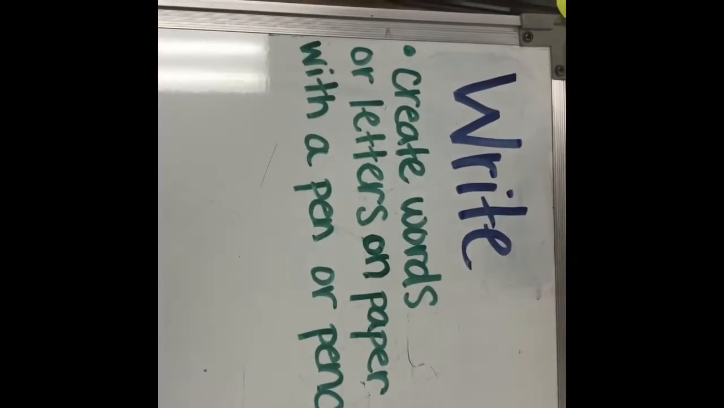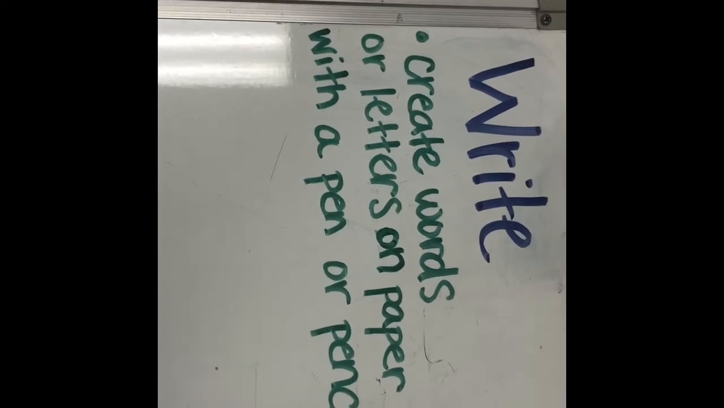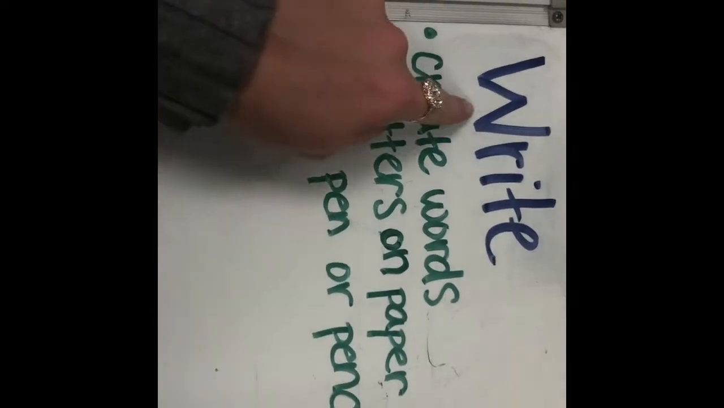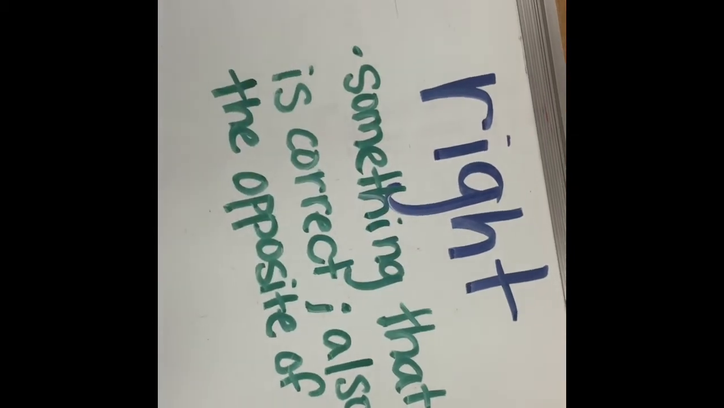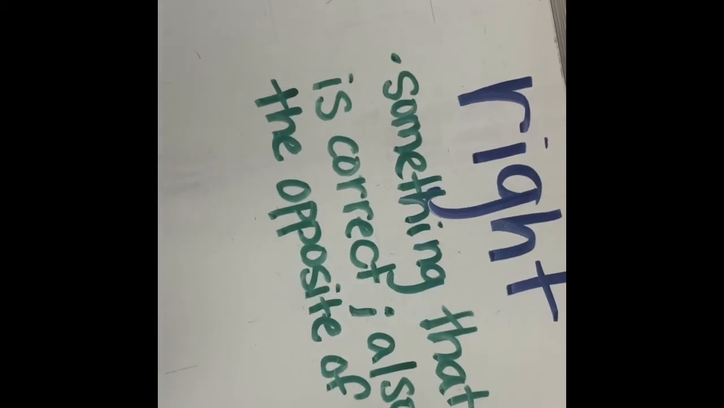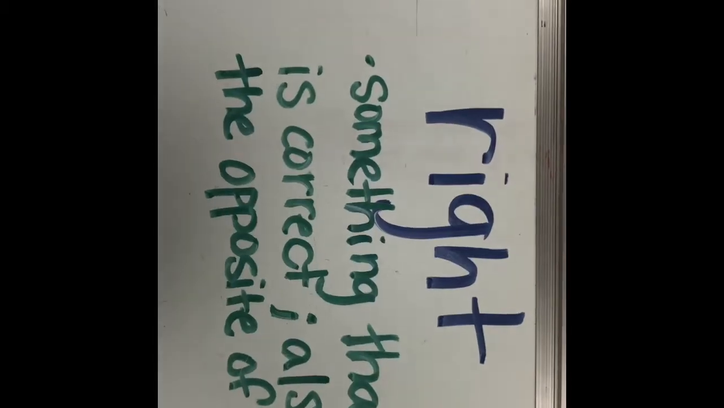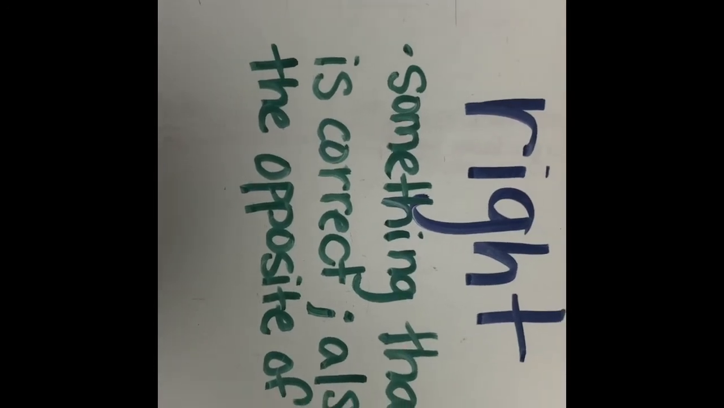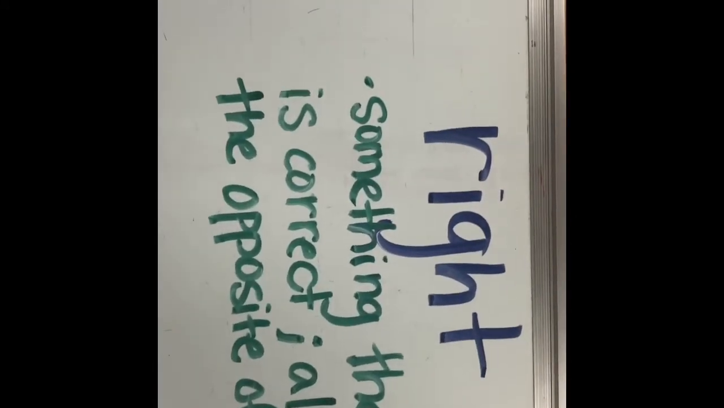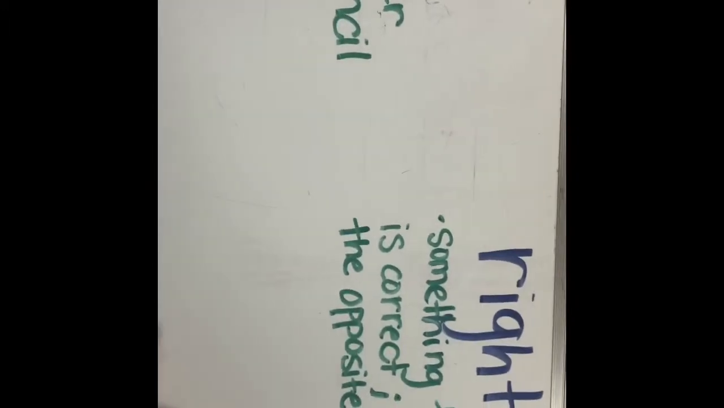Write is to create words or letters on paper with a pen or pencil. So we're going to be doing some writing today. That's W-R-I-T-E. Over here we have right, which is spelled R-I-G-H-T, and that means something that is correct. It also means the opposite of left. So if you are correct in answering something, your teacher might say, yes, that's right. It also means to turn right or turn left, or to go right or go left. I stuck it on this side of the board because this is the right side of the board to maybe help us remember that.